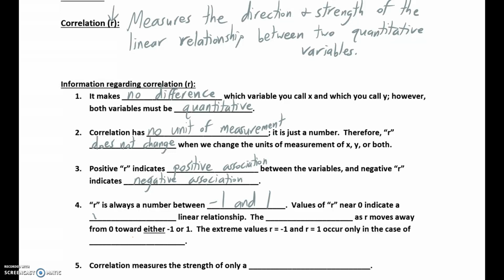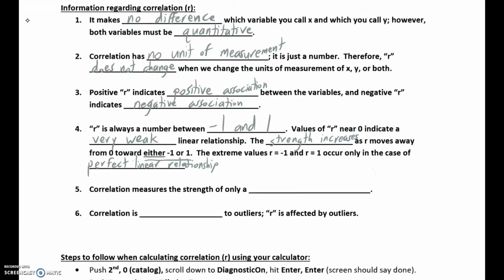Values of R near 0 indicate a very weak linear relationship. Either side, doesn't matter if it's positive or negative. Okay? But the strength increases the farther it gets away from 0 and the closer it gets to either -1 or 1. I want to be very clear about this. Even negative relationships can be strong ones. They would just be strong negative relationships. Obviously, the extreme values -1 and 1 only occur in the case of a perfect linear relationship, like they would literally make a perfect algebra line. Okay?